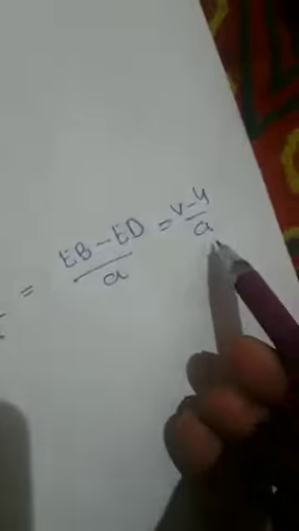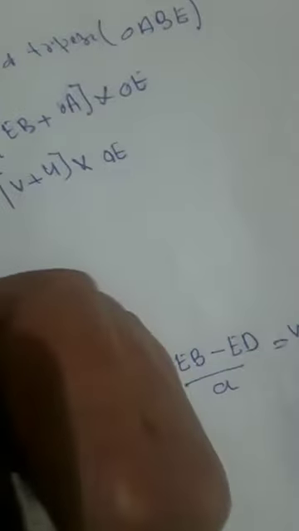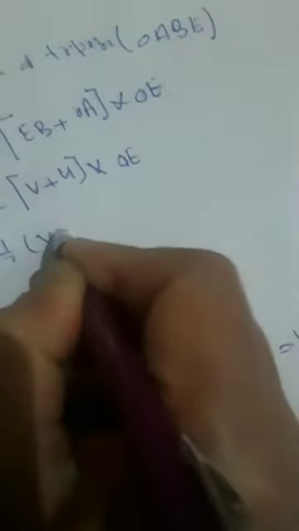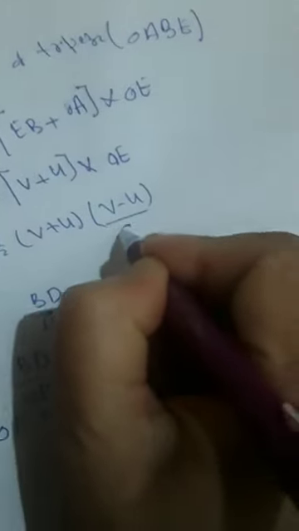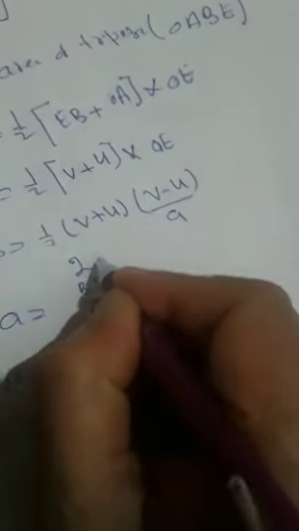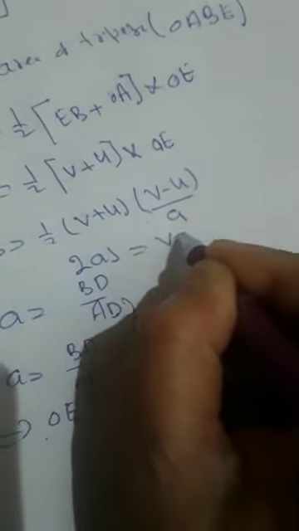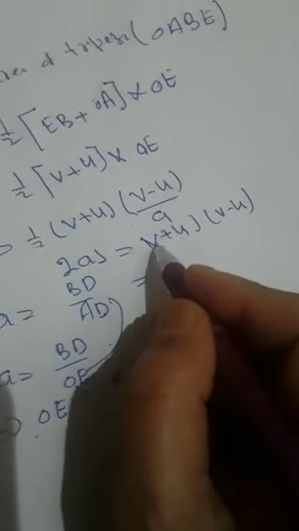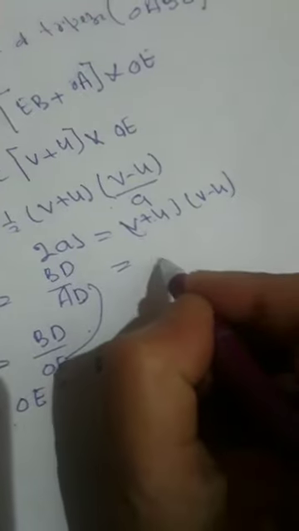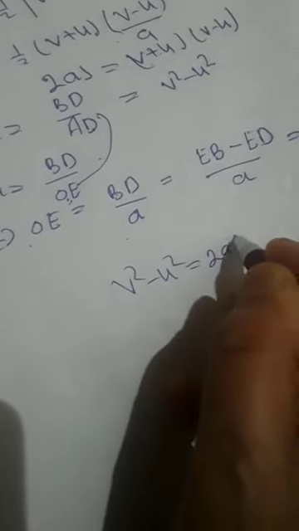When we substitute V minus U divided by A instead of OE, our equation will become S is equal to 1/2 V plus U into V minus U divided by A. When I solve this, 2AS is equal to V plus U into V minus U. A plus B into A minus B becomes A square minus B square, that is V square minus U square. Ultimately we get V square minus U square is equal to 2AS.